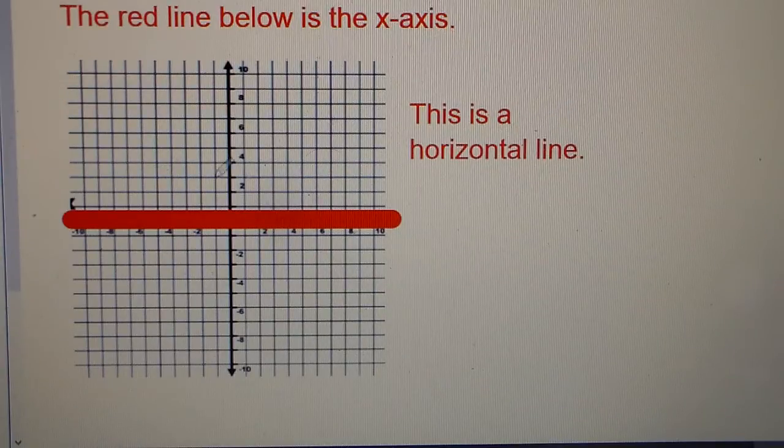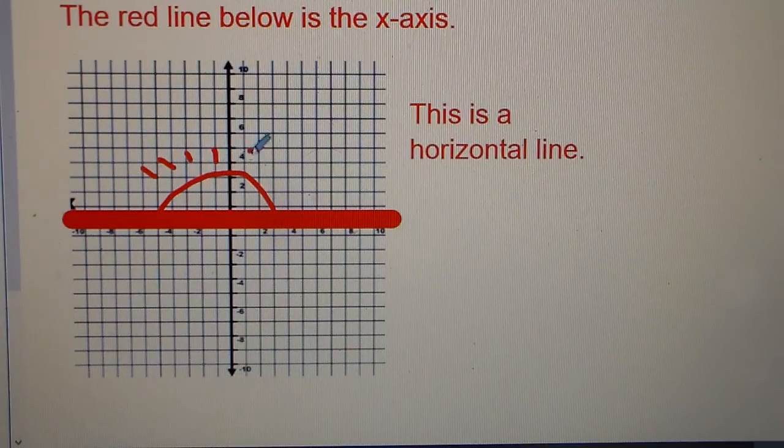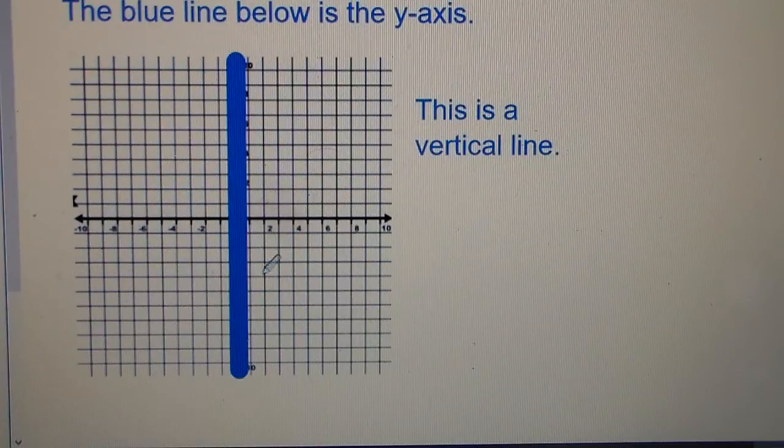Alright, once again, this red line here, that is the horizontal line, it's the x-axis. When a line is going from left to right, like the horizon, it's a horizontal line. When a line is vertical, aka lines up and down, then a line is vertical. So when a line is going straight up and down, the line is vertical. As you can see, this line is over the y-axis.